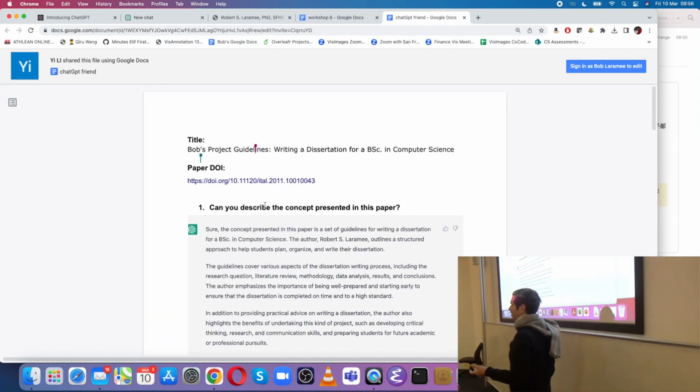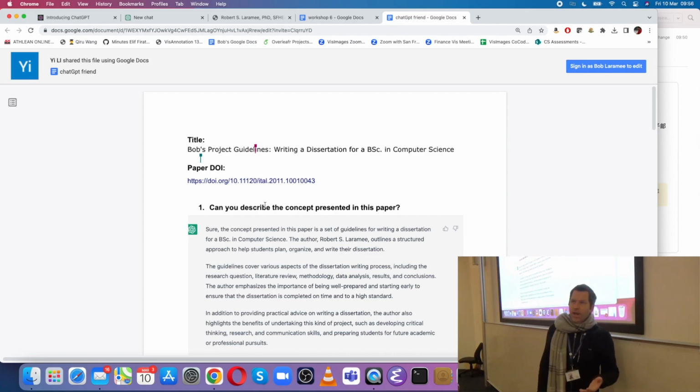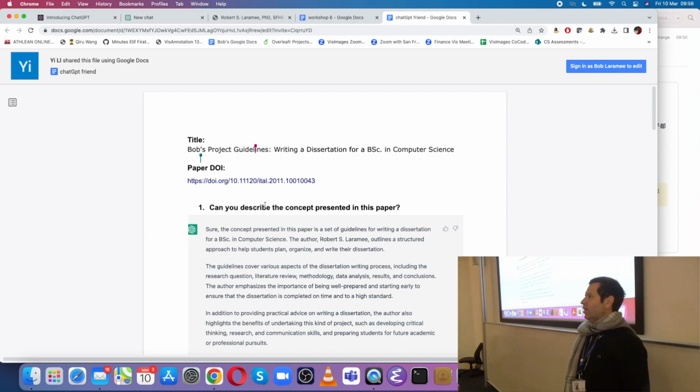Not perfect. Can anybody guess why? I'm just going to guess. It's because the paper is simpler. It's covering a more well-known topic. It's a tutorial. It's less specialized. That's my guess as to why it's doing better with this one. Yeah, and it's tutorial style, so it's actually trying to explain to the reader what is going on.